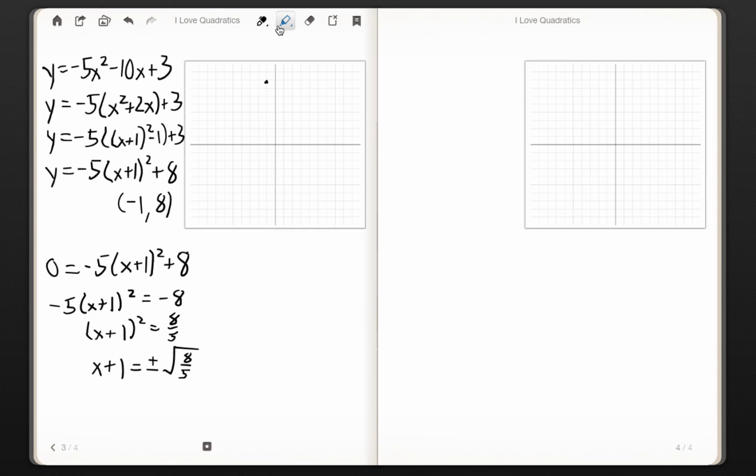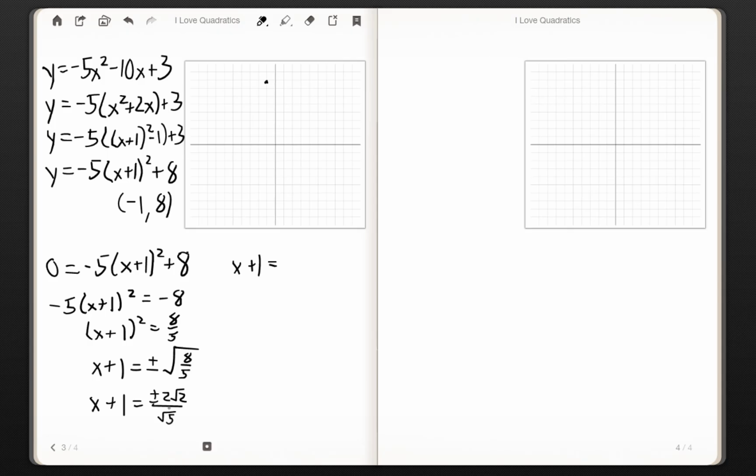I can do this. Okay, now here this is a little tricky because this square root of 8 can be simplified to 2 square root of 2. We're going to break the square root up there. So we still have square root of 5 in the denominator. And now we can actually rationalize this.